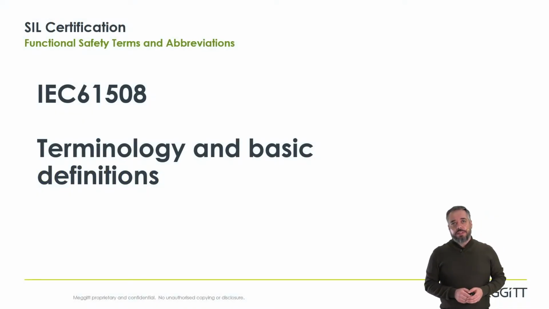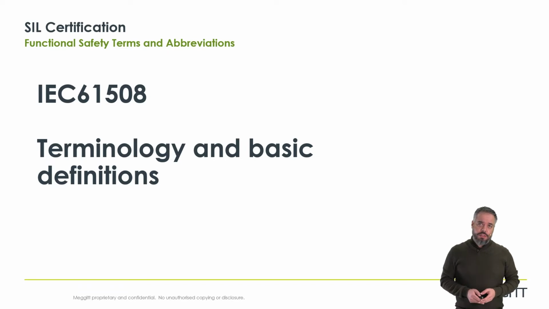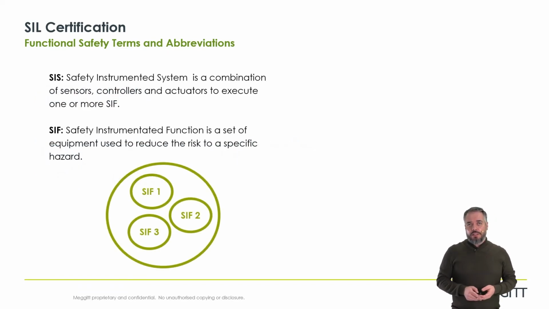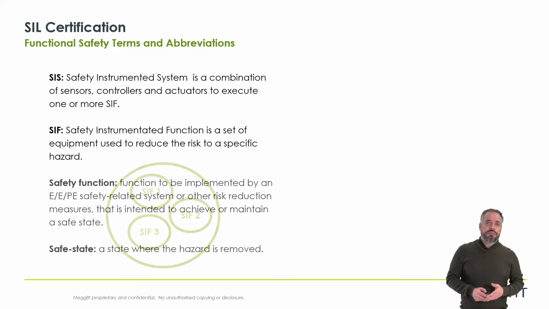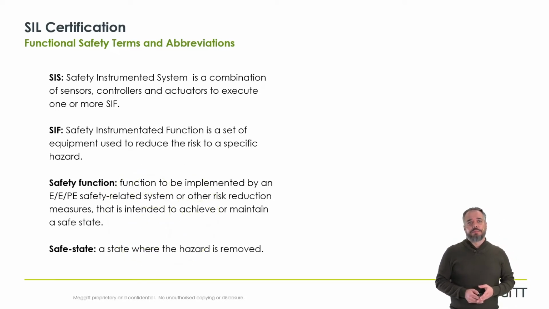There are some specific terms and abbreviations related to functional safety that you should be aware of to better understand it. Starting with the top-level definitions, we have the Safety Instrumented System, SIS, that will execute one or more safety instrumented functions, SIF. Then we have two of the most important terms in functional safety that, if well understood, will eliminate a lot of confusion. I'm referring to the safety function and to the safe state.